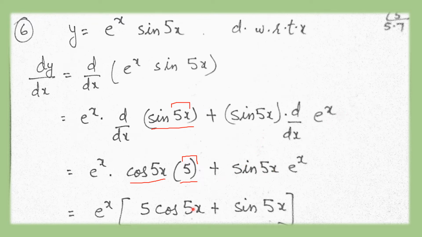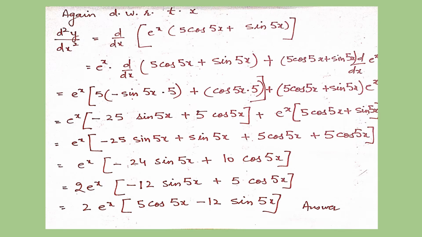What is the derivative of e power x? Derivative of e power x is e power x as it is, right? So if you see, you can take e power x common. So you will get e power x bracket starts 5 cos 5x plus sine 5x, right? So this is dy by dx. Now we will calculate second order derivative. Now we move to the next question.